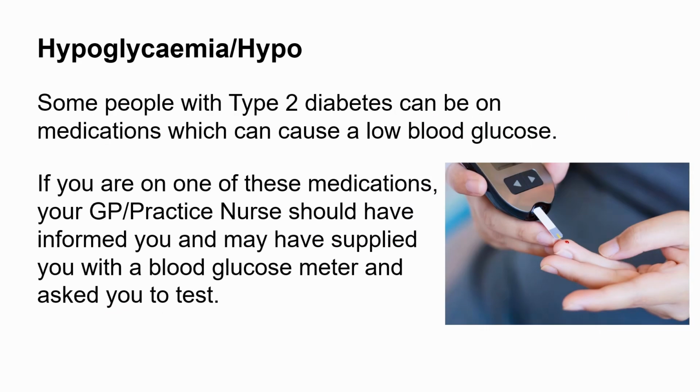Hypoglycemia or hypo. Some people with type 2 diabetes can be on medications which can cause a low blood glucose. Some people who take glucose-lowering medication might experience a hypo. Hypo is short for hypoglycemia, which is a blood glucose level below 4 millimoles per litre. If you take one of the glucose-lowering medications, your GP or practice nurse should have informed you. They may have supplied you with a blood glucose meter and asked you to regularly test your blood glucose levels.